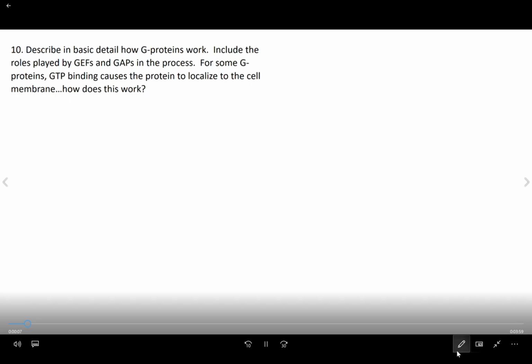Question 10. Describe in basic detail how G proteins work. Include the roles played by GEFs and GAPs in this process. For some G proteins, GTP binding causes the protein to localize to the cell membrane. How does this work? All right, so we already covered this in a previous question, but I'll go into it again here and include explanation of what GEFs and GAPs do.